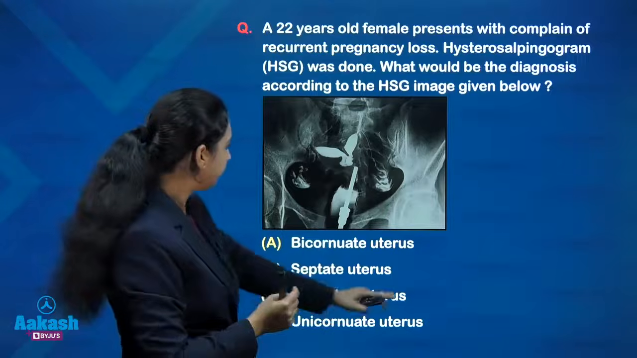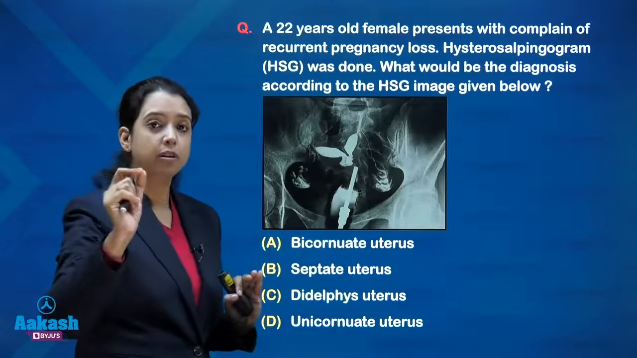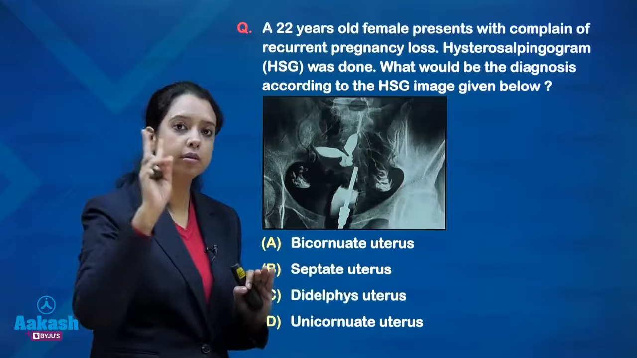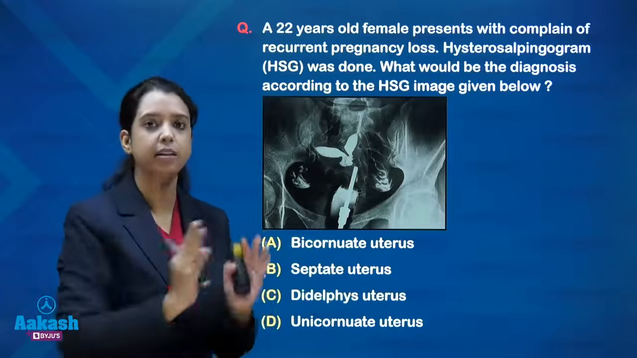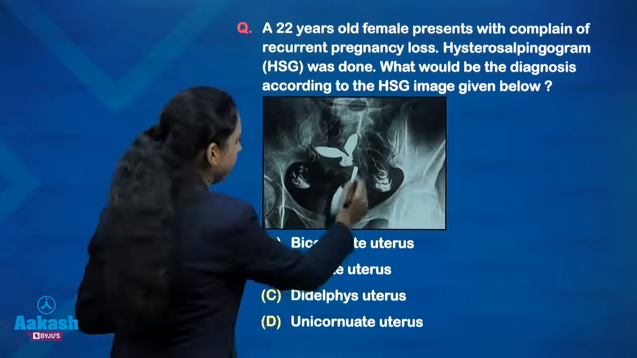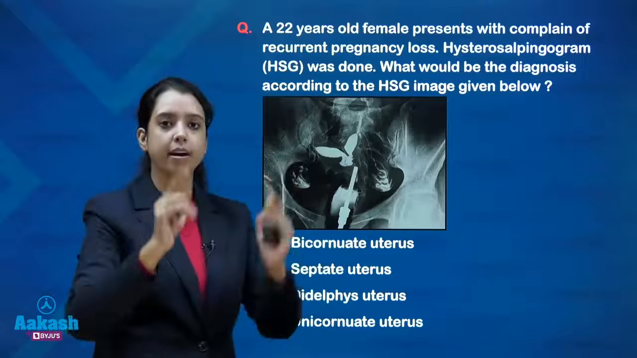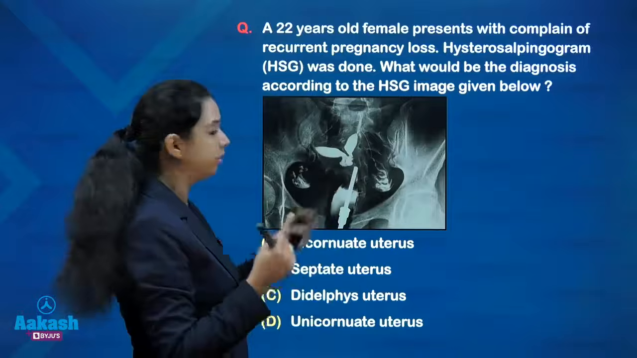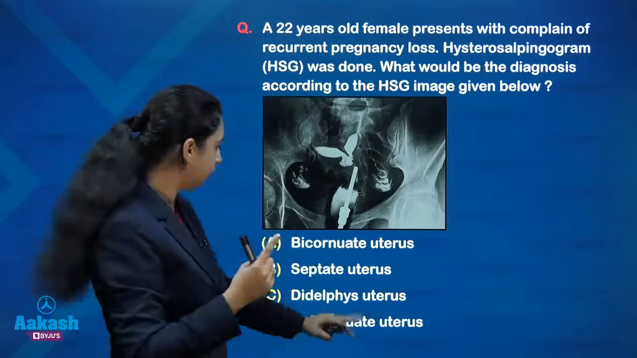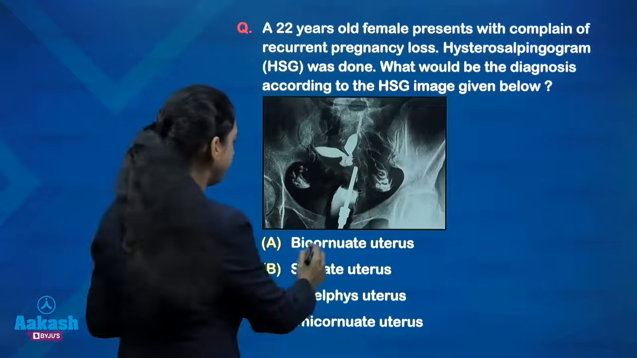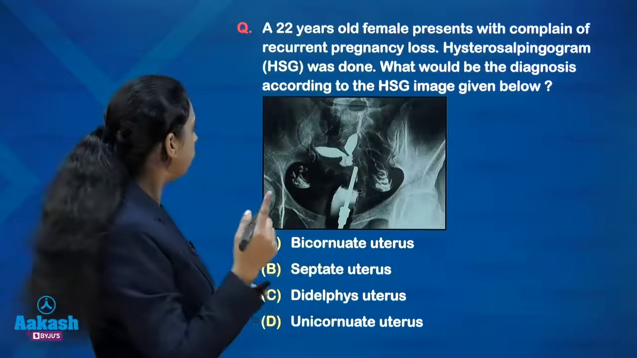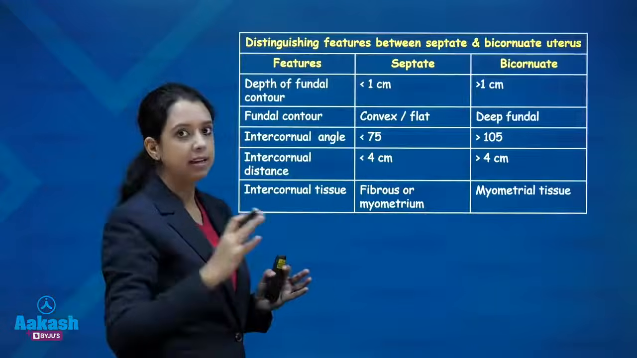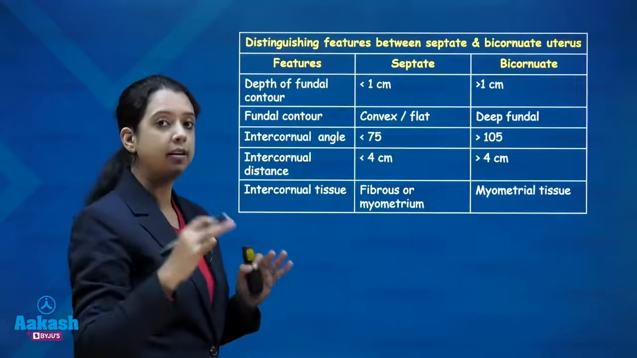Okay. Didelphys, no. The didelphys uterus, I have told you in my classes, will have two cervix and two vagina. Didelphys, everything is two. So if you see two cannulas showing two cervix, two vagina, that is didelphys. Okay. Unicornuate, no. You can see two horns, not uni. So these two are gone. Basically, you have to differentiate between bicornuate and septate. So how do you differentiate? Basically, on the ultrasound, the following are the differentiating points.